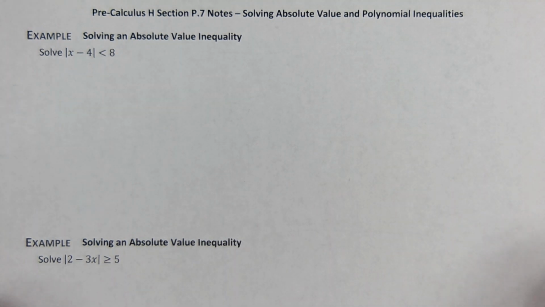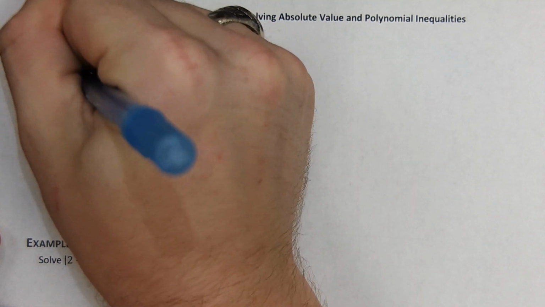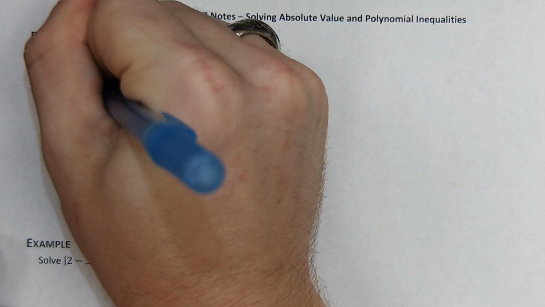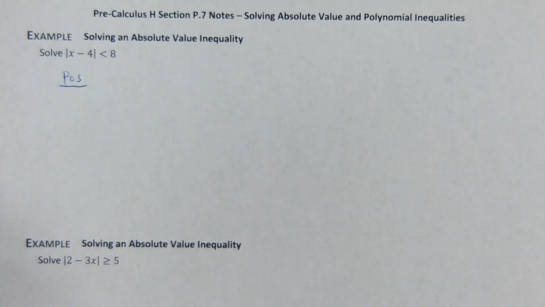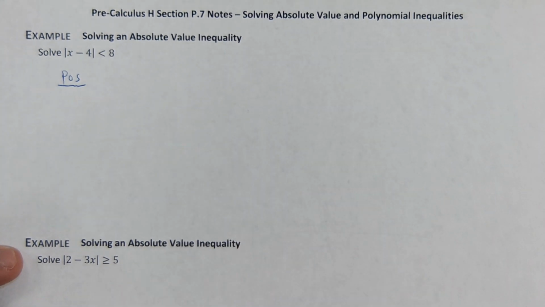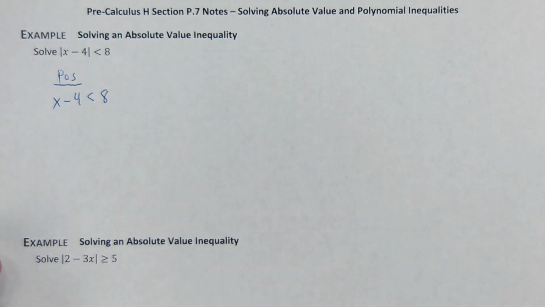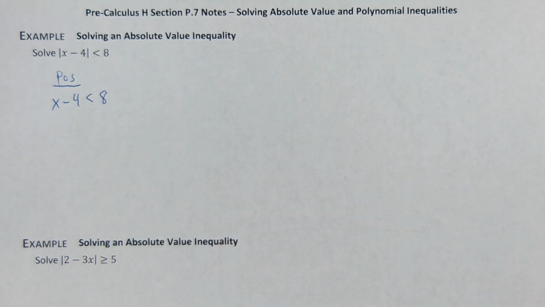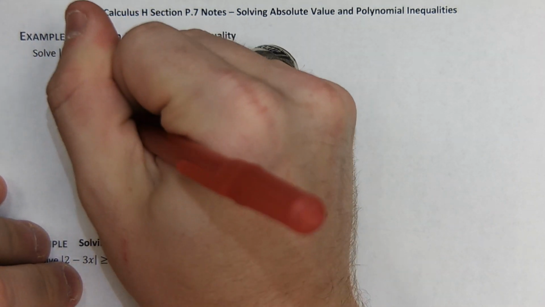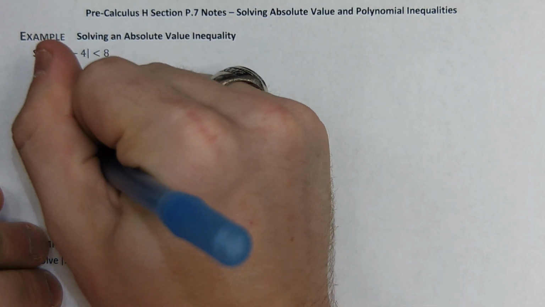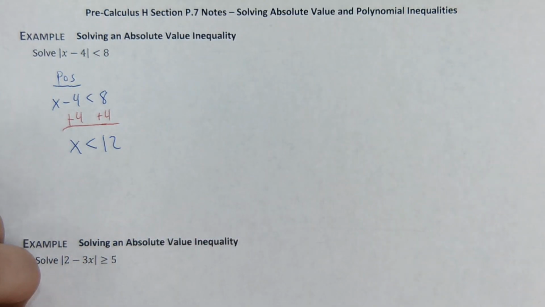For the positive case of an absolute value inequality, all you do is assume that inside the bars, the x minus 4 was a positive value. If it was a positive value, then the absolute value bars wouldn't have changed anything. Therefore, just drop them. They're not necessary in the positive case. And we'll solve for x simply by adding 4. And that will give me that x is less than 12. Cool.